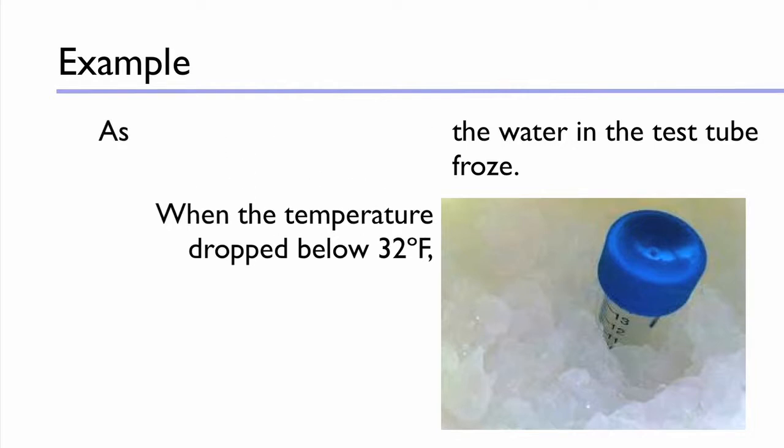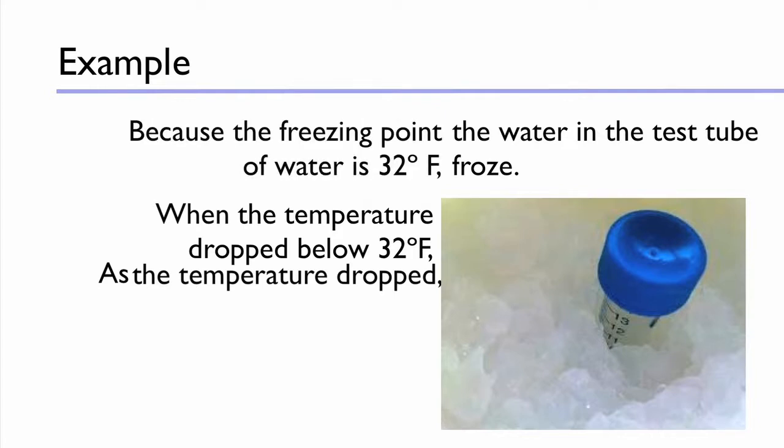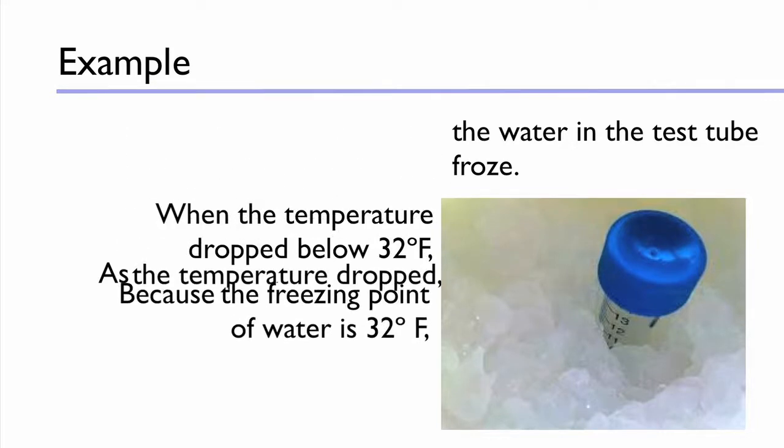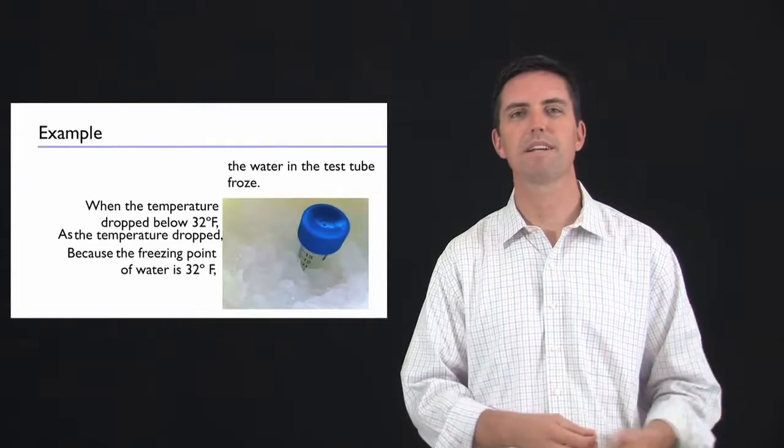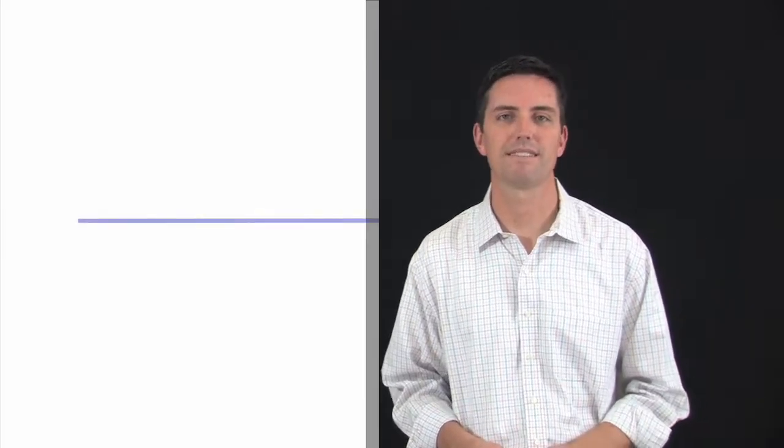Or, as the temperature dropped, comma, the water in the test tube froze. Or, because the freezing point of water is 32 degrees Fahrenheit, comma, the water in the test tube froze. Those are all dependent clauses, and you've started your sentence with them, and they sound a lot more smart. They're a lot better sentences.